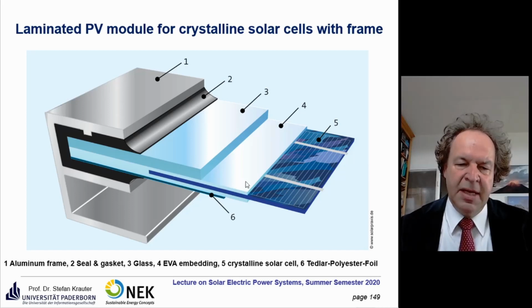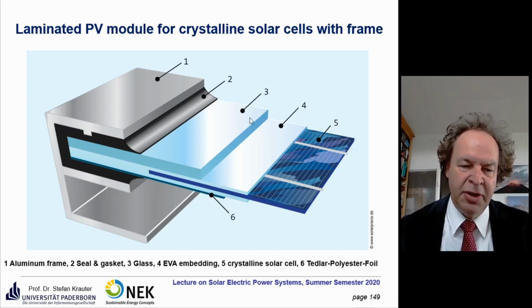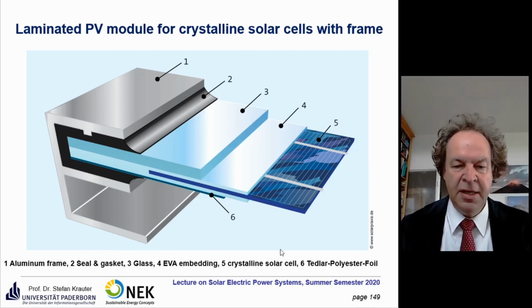The thermoplastic laminates either have a poor durability or they are very costly, so they are only seldom used. So we have the glass here, in the vicinity of 4 millimeters, and then we have the sealing and the frame. Since a couple of years, even a highly hardened glass with a thickness of only 2 millimeters is on the market. And here you see the backside, number 6, the Tedlar polyester foil on the backsheet, as I mentioned already, that serves to protect against humidity.